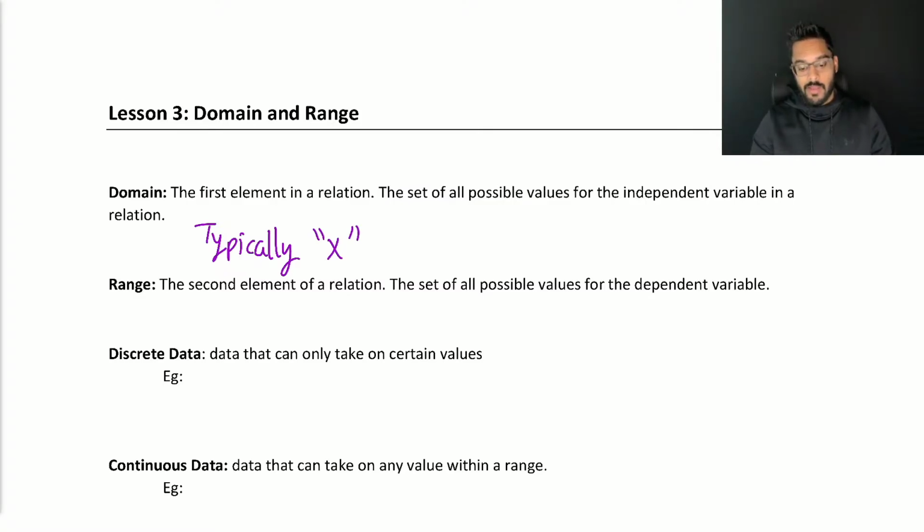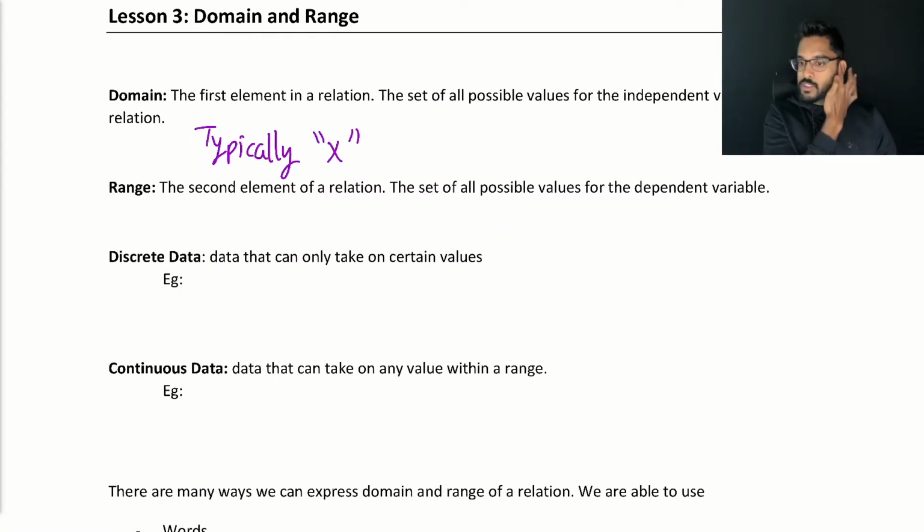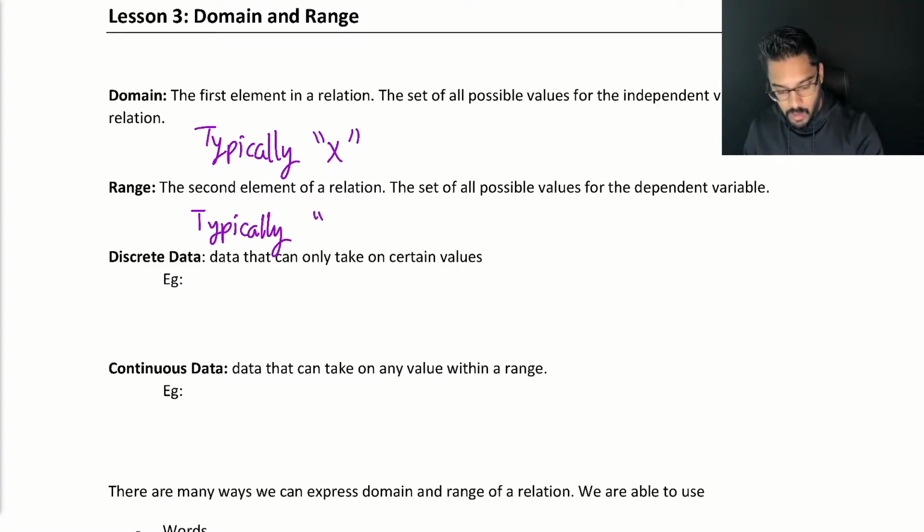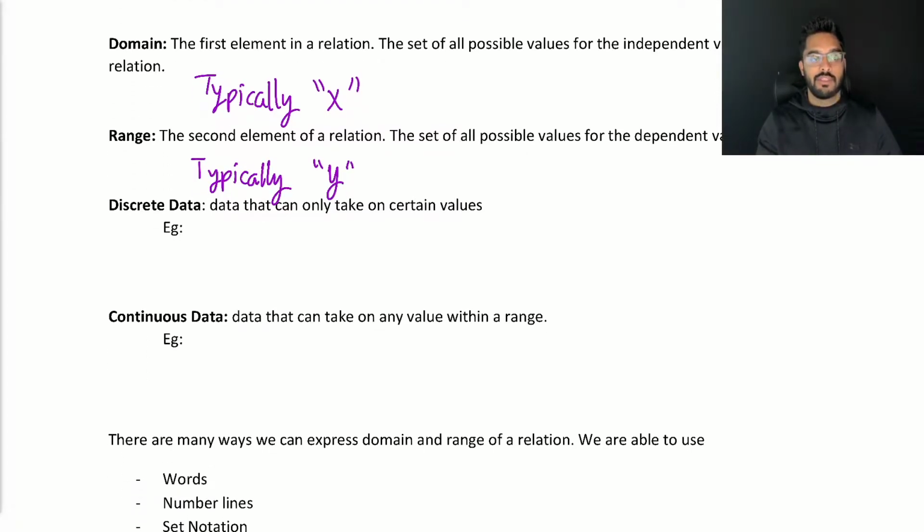Now for range, that's going to be the second element of a relation. So it's going to be the set of all possible values for our dependent variable. Typically, that is y. Okay, so those are going to be the ones on our y-axis, the ones that depend on whatever that input is. Now there's some differences between types of data. So we could have discrete data versus continuous data.